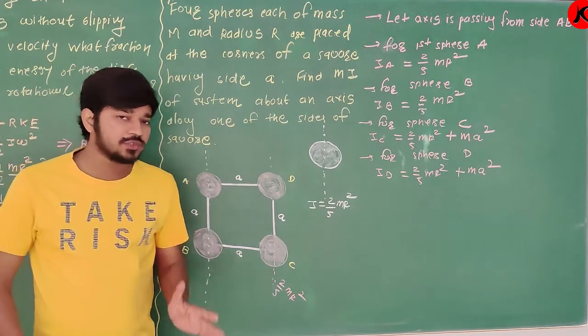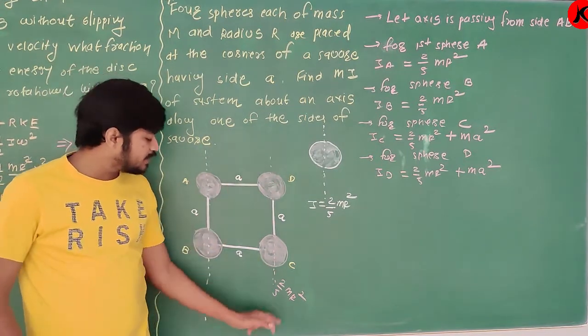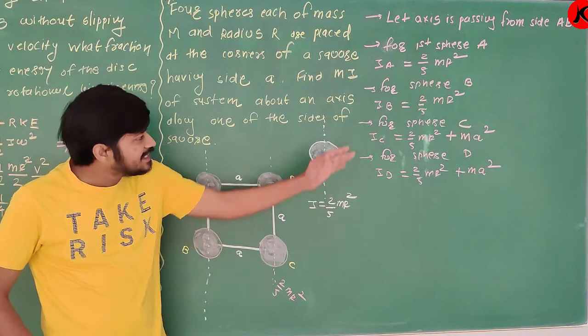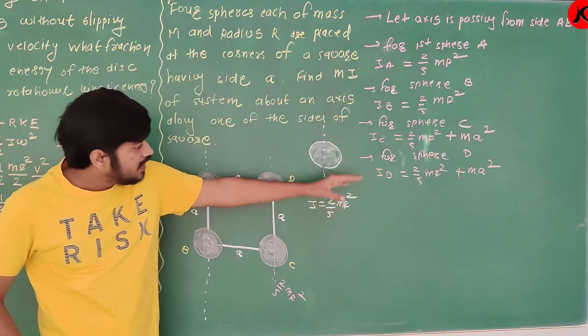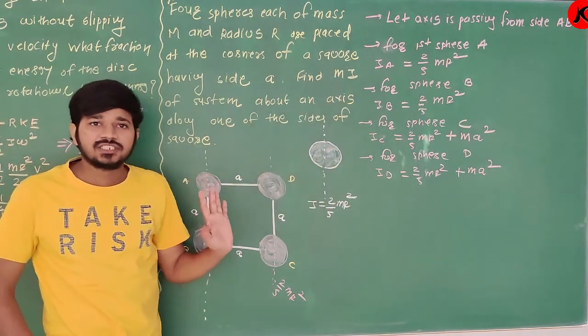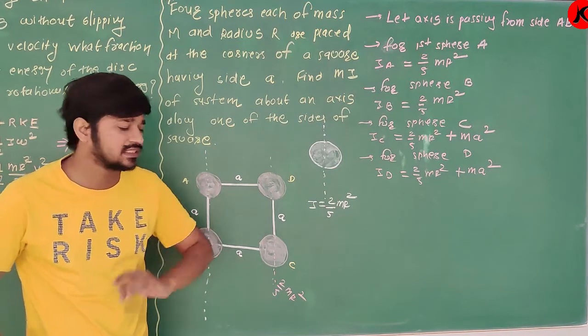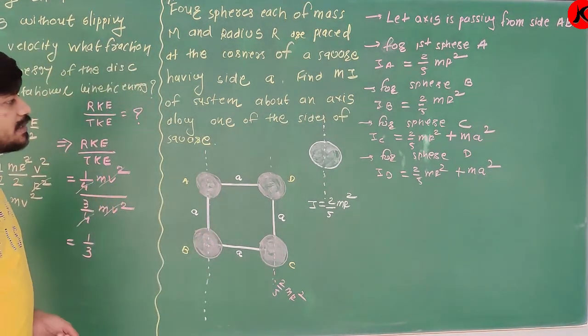If you have assumed that the axis is passing from this side CD, then IA, IB and IC, ID are interchanged. Yes or no? Yes. Okay. So we have IA, IB, IC and ID.